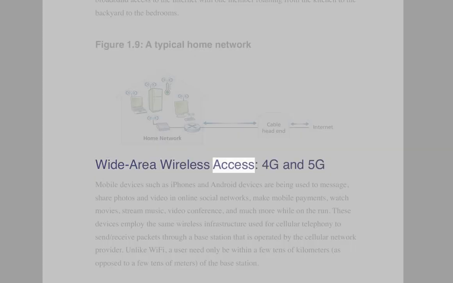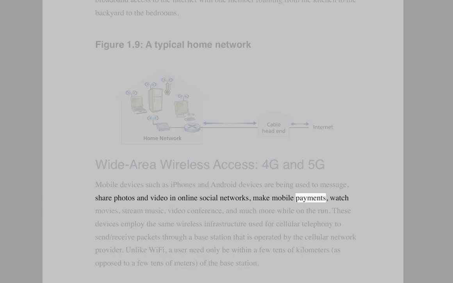Wide area wireless access, 4G and 5G. Mobile devices such as iPhones and Android devices are being used to message, share photos and video in online social networks, make mobile payments, watch movies, stream music, video conference, and much more while on the run. These devices employ the same wireless infrastructure used for cellular telephony to send/receive packets through a base station that is operated by the cellular network provider. Unlike Wi-Fi, a user need only be within a few tens of kilometers, as opposed to a few tens of meters, of the base station.